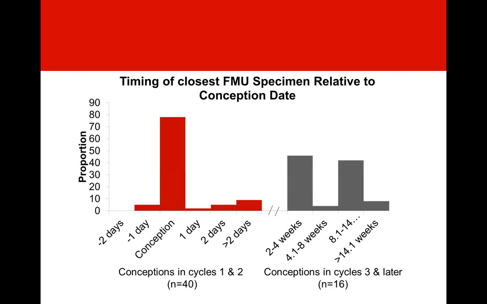So this is presenting the timing of our closest first morning urine specimen relative to conception date. Okay. So if they conceived in cycles 1 or 2, then we actually have a urine specimen for the day of conception for 85% of those pregnancies. Pretty cool.